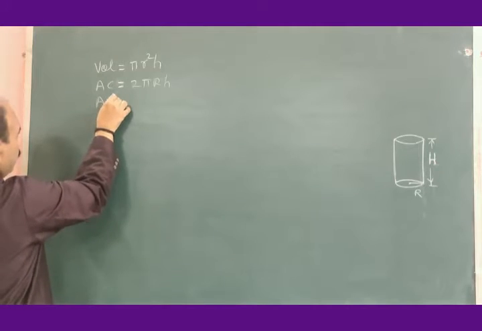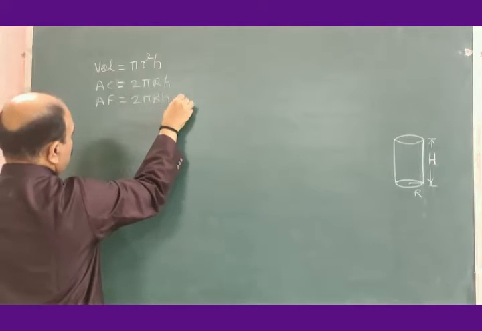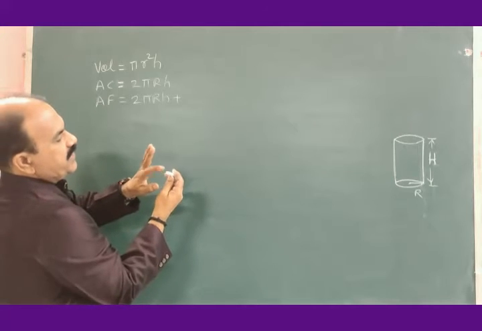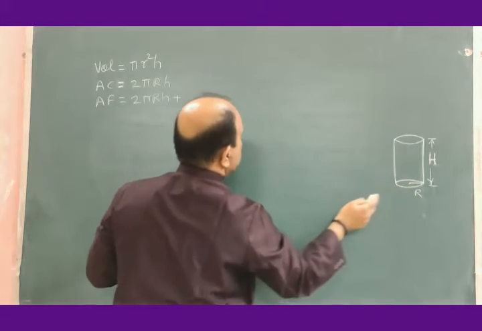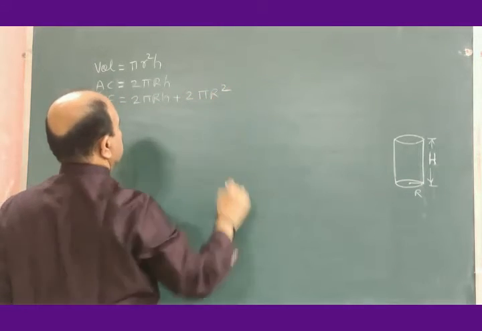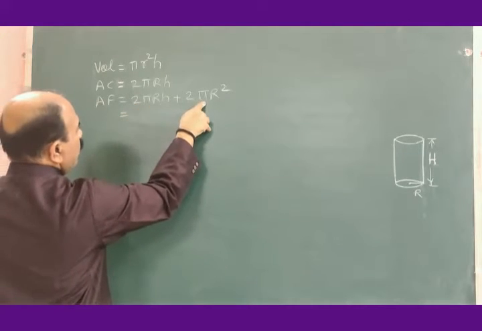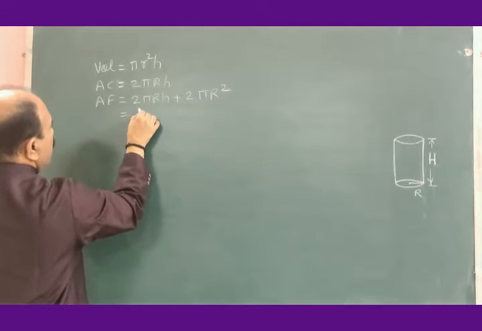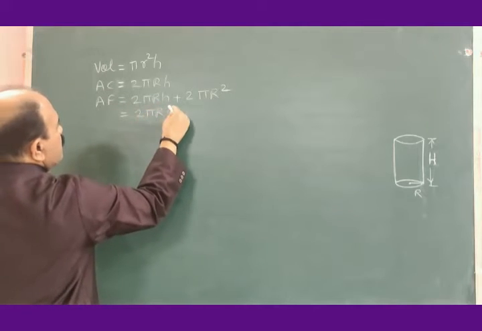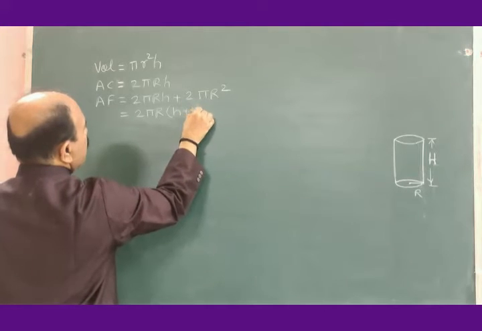What is full area? Area of curved surface plus area of two circles. This is one circle, this is the other circle, that is 2 times pi r square. Taking 2 pi r common, from this what is left? H, plus from this what is left? R.